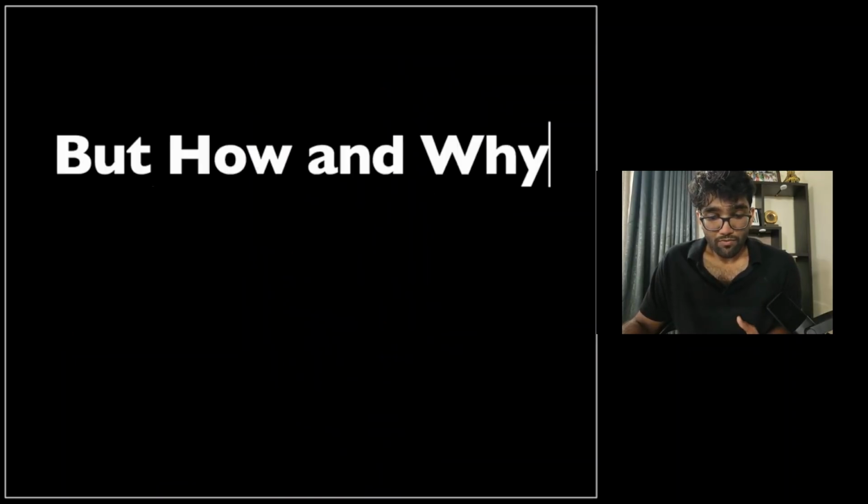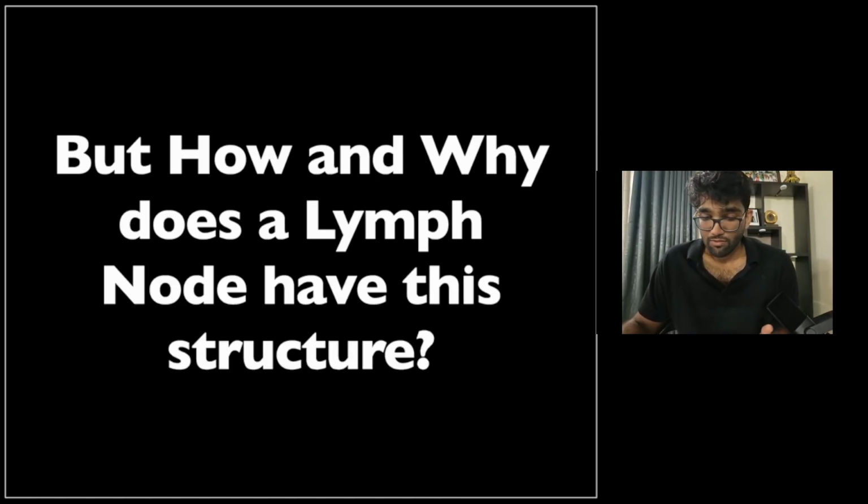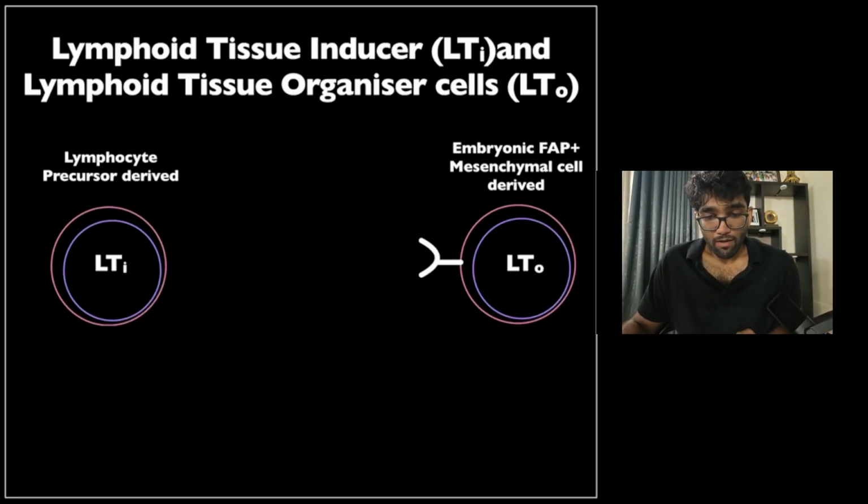So we need to understand exactly how this happens in order to be able to understand the structure better and to not have to memorize it. Also, we'll see this plays a very crucial role in understanding antigen dependent T and B cell development later in the series. So how does the lymph node form?